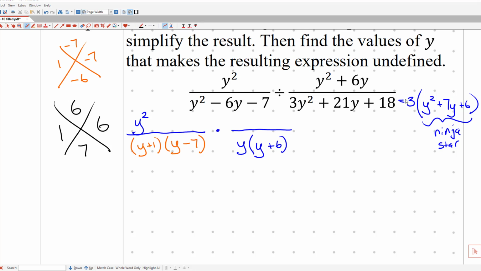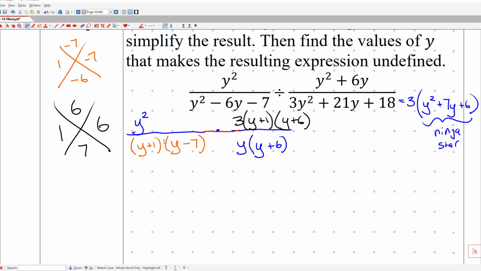Cool, so I'm going to rewrite that 3. That doesn't go anywhere, it's still factored out. Then I'm going to write these two factors: y plus 1 and y plus 6. Now that I've turned it into a multiplication problem instead of a division problem, I can extend this fraction line and say this is one giant fraction. Now cross off whatever you see that's the same on the top and the bottom.